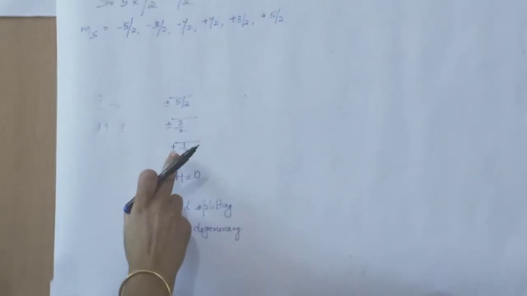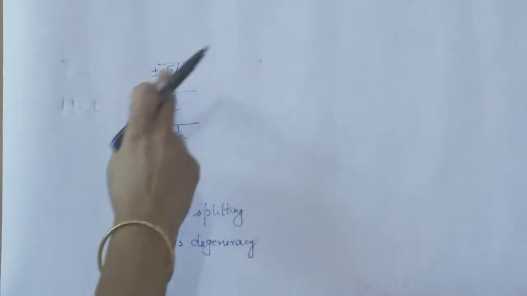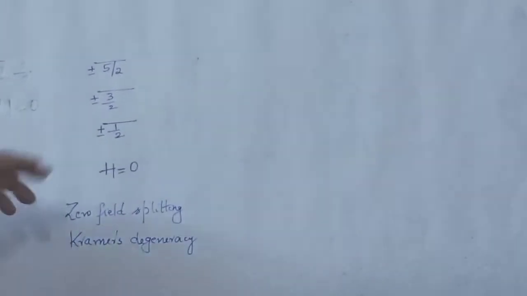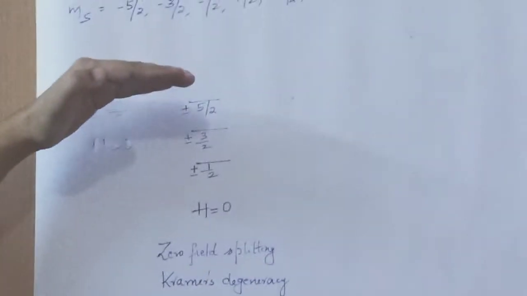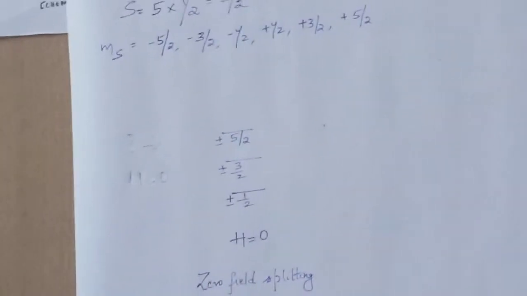And you can see that in each energy level, 2 spin states exist. In this energy level, plus 1/2 as well as minus 1/2 spin states are there. In this one, plus 3/2 and minus 3/2. In this one, plus 5/2 and minus 5/2. So here you can observe Kramer's degeneracy. Each energy level is doubly degenerate in the absence of a magnetic field. That is Kramer's degeneracy.